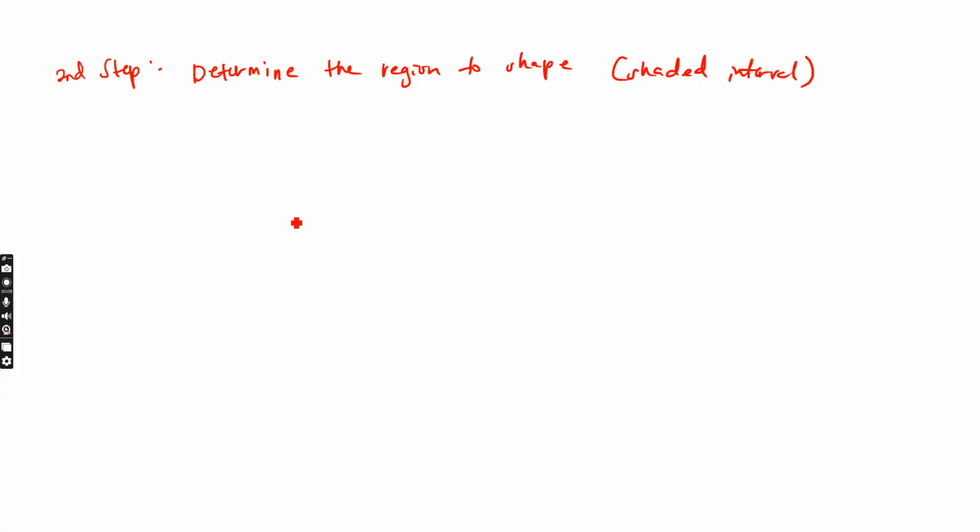So the second step is you need to determine the region that you need to shade. Is it inside? Is it outside? We also call it a shaded interval. Now let's say for the smile graph, when a is greater than 0, it is a smile graph, right?